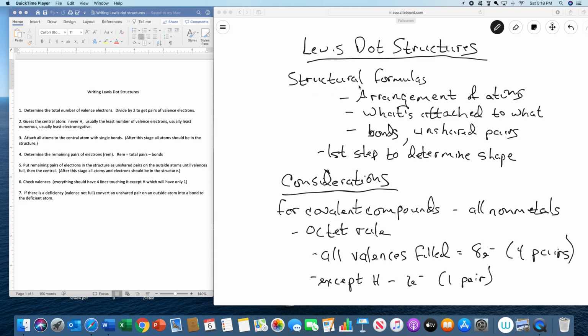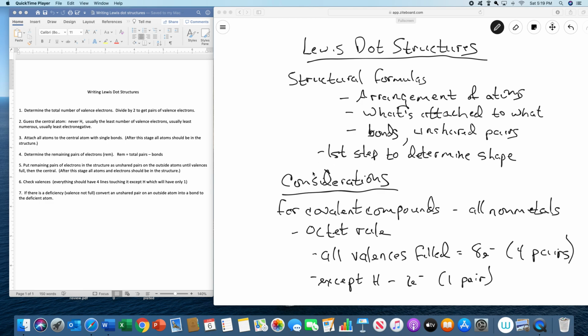So let's talk about what Lewis dot structures do and don't do. A Lewis dot structure gives us a structural formula. It gives us the arrangement of the atoms, so what's attached to what, what's in the middle, what's on the outside. It will tell us about bonds: single bonds, double bonds, triple bonds. It will tell us about what are called unshared pairs of electrons, which you'll see soon. And it's also the first step to determining shape. It doesn't give us the shape, but it gets us the first step.